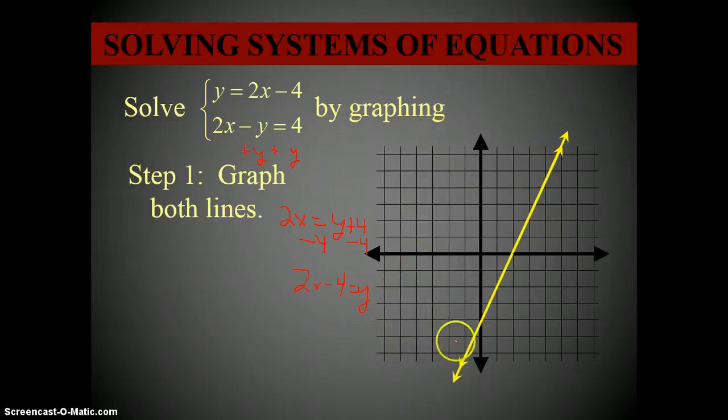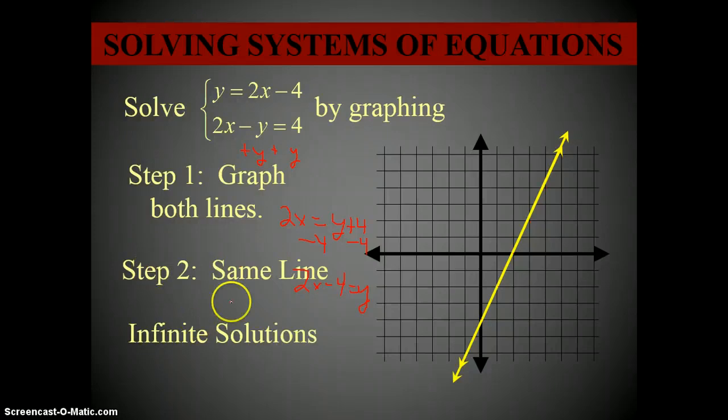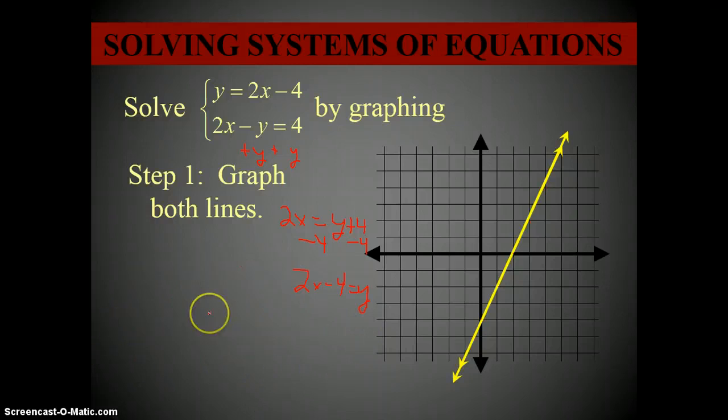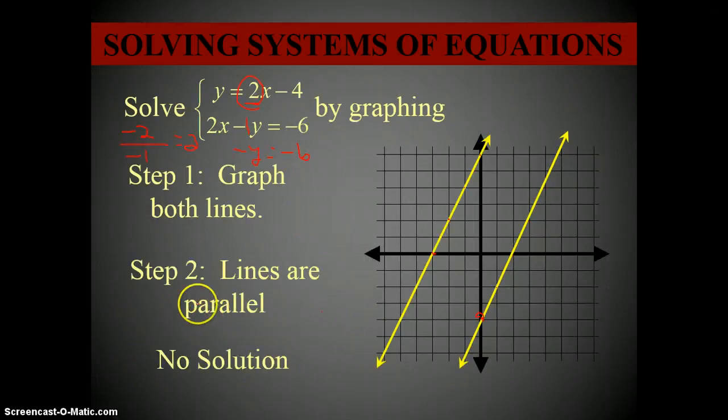You can see that they overlap an infinite number of times. So we see right away it's the same line, and that means it has an infinite number of solutions. So two special cases: same line, infinite number of solutions, and if those lines happen to be parallel, there is no solution. I hope this helps, and I will see you guys next time.